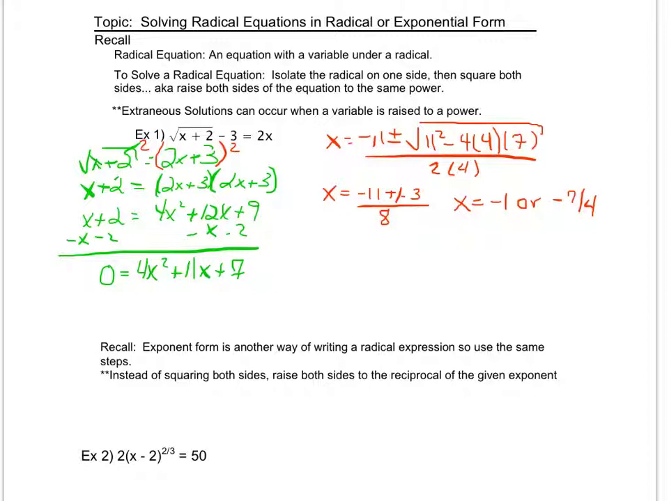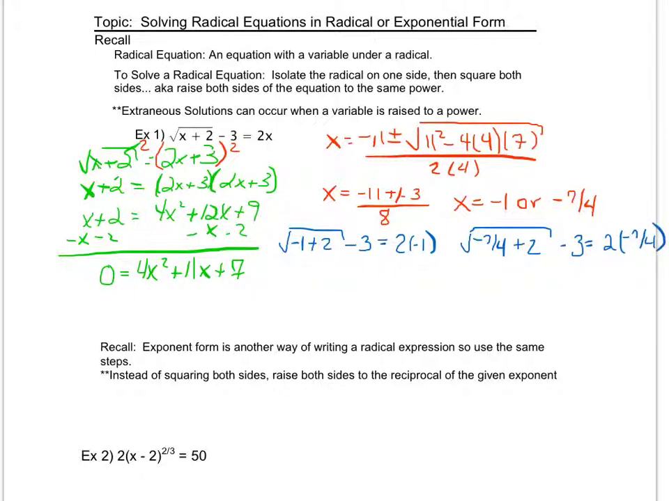Now from here, because extraneous solutions can occur if a variable is raised to a power, and I raised a variable to a power right here, this had just been an x and I changed it to x squared, I'm going to have to check both of these. I will check them by putting them back into my original equation. So first I'll check negative 1. And I'm going to ask myself, does the square root of negative 1 plus 2 minus 3 actually equal 2 times negative 1? And I'm also going to ask myself, does the square root of negative 7 over 4 plus 2 minus 3 actually equal 2 times negative 7 over 4?